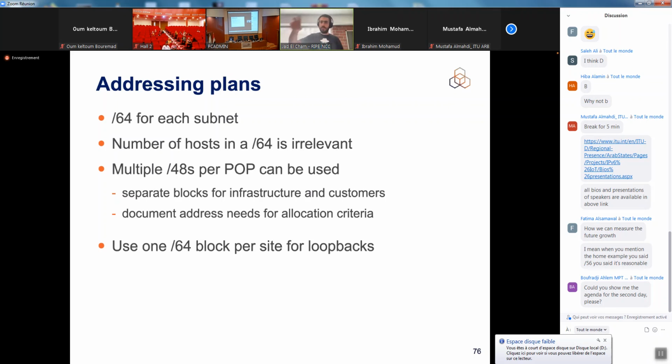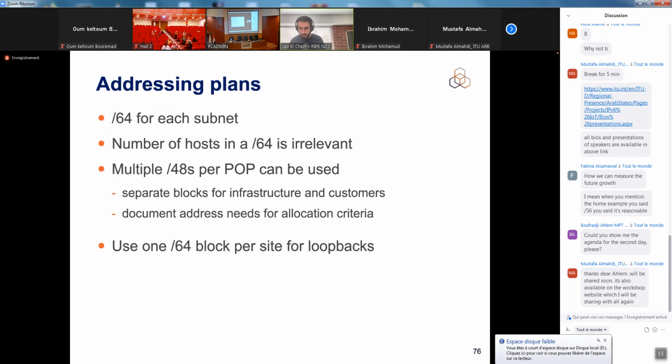Okay, let's imagine that you have different POPs, points of presence. In this case, you can give a /48 or many /48s for each one of your POPs. Okay, you can give more, but this is one of the recommendations out there. And always separate the blocks of your customers from the blocks that you use for your infrastructure, okay?